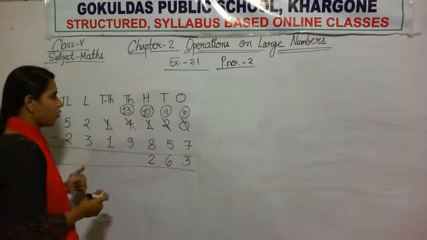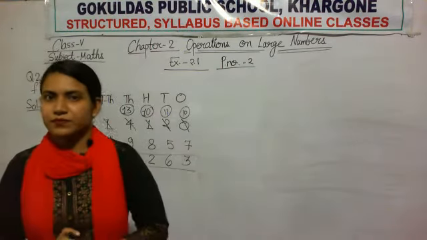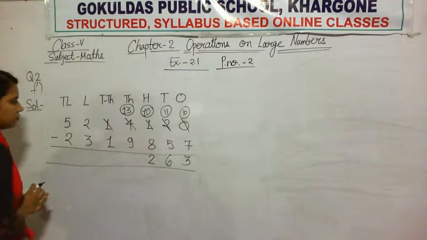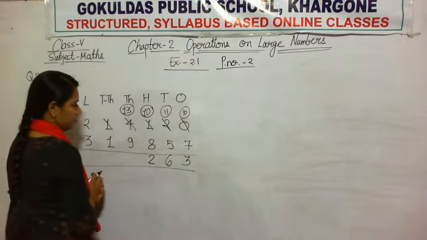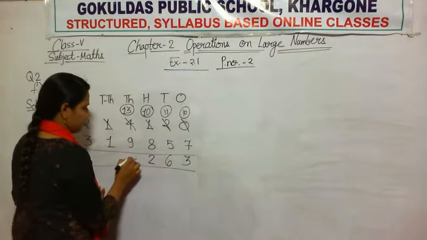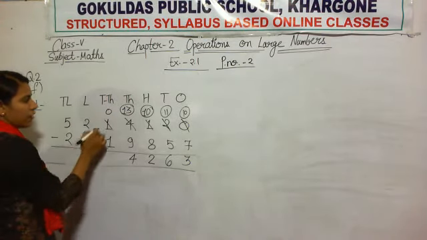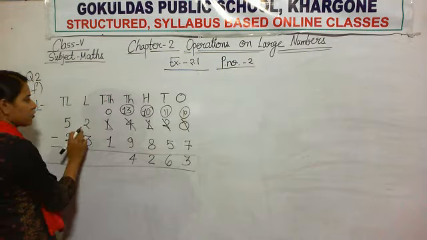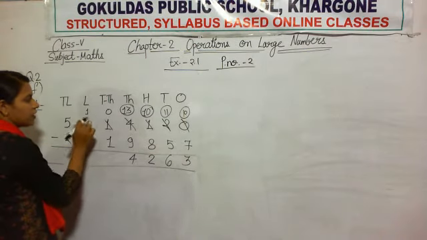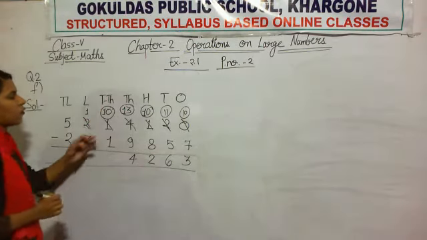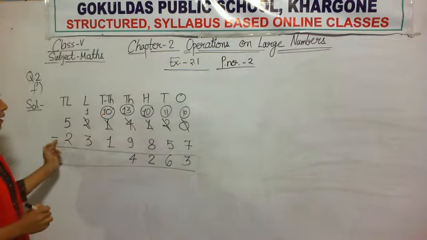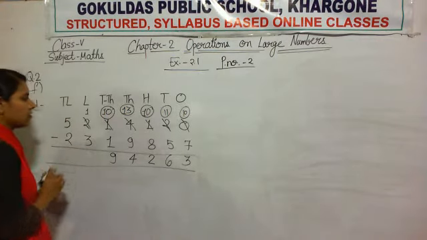13 minus 9. How much is left? 13 minus 9 is 4. It has given borrow. 0 is left here. You cannot subtract 1 from the 0. So you will take borrow from here. Here 1 is left. It becomes 10. Okay. 10 minus 1. 10 minus 1 is 9.